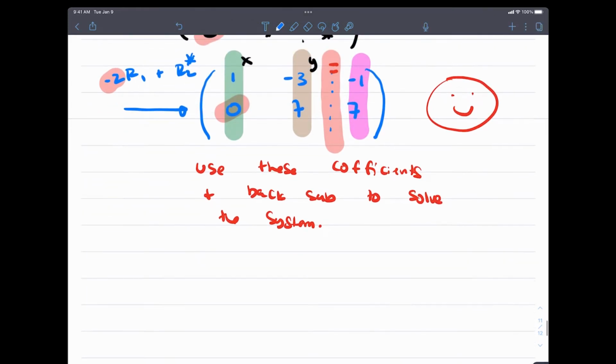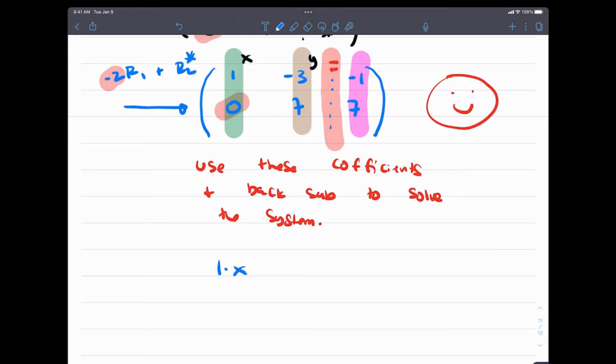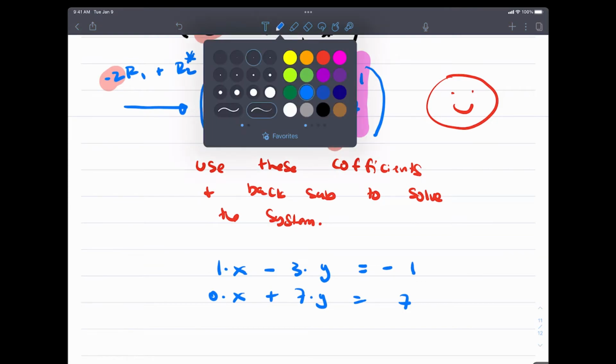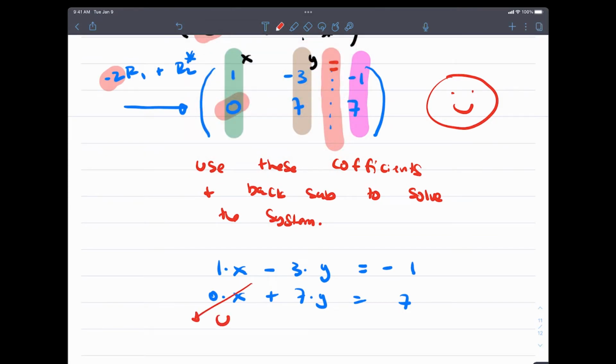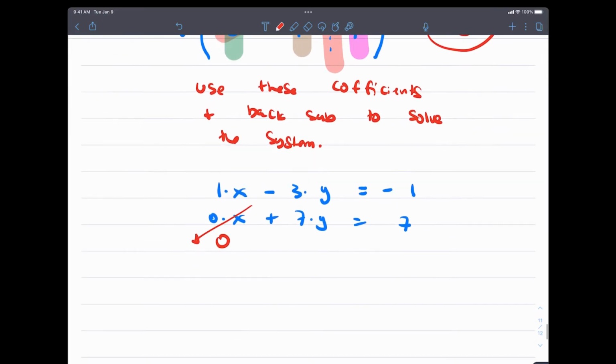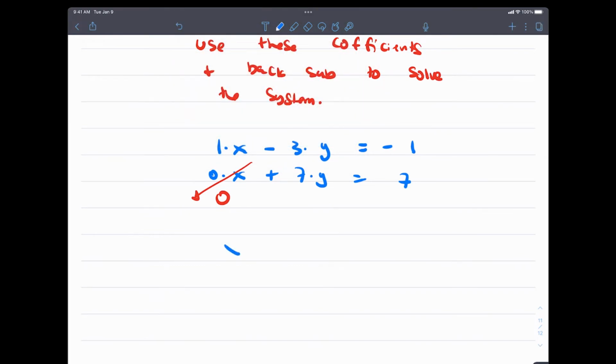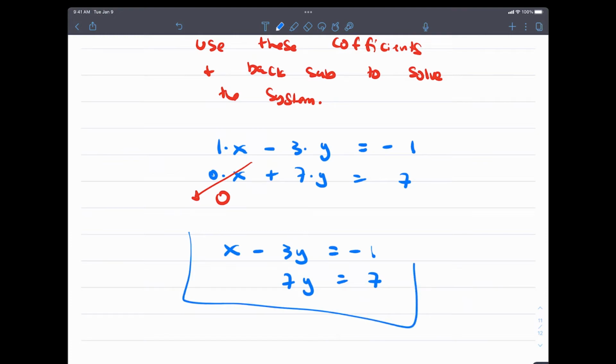So you say, what am I looking at? Here's what you're looking at. 1 times x minus 3 times y equals -1. You guys see that there? Then I have 0 times x plus 7 times y equals 7. But what do you know about 0 times any number? Isn't that going to be 0 here? Okay, you guys see what I'm saying? These are my coefficients. So what this means is I really have x minus 3y equals -1 and 7y is 7. Ladies and gentlemen, this is gold here.